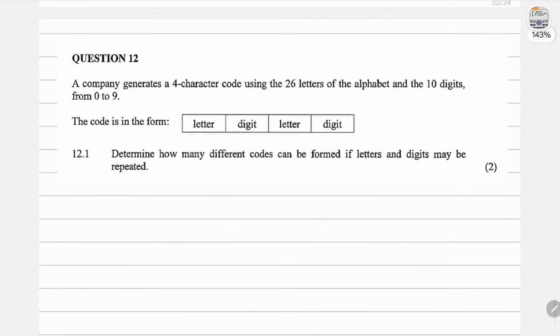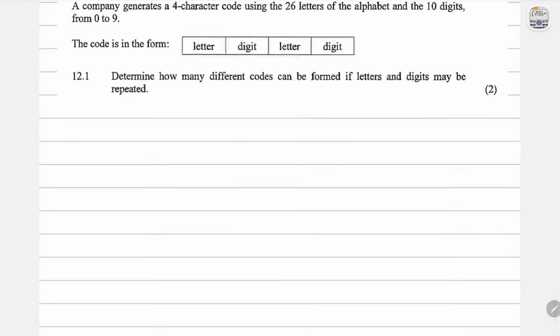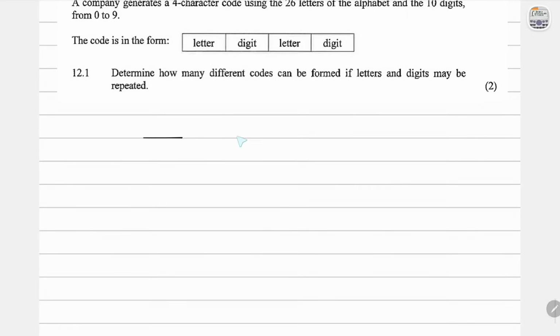Question 12 says a company generates a 4-character code using the 26 letters of the alphabet and 10 digits from 0 to 9. Okay, the code is in the form of letter, digit, letter, digit. And 12.1 says determine how many different codes can be formed if the letters and digits may be repeated. Okay, so this one, first question is quite simple. We know the way they go. It's going to be a letter, digit, letter, and a digit.